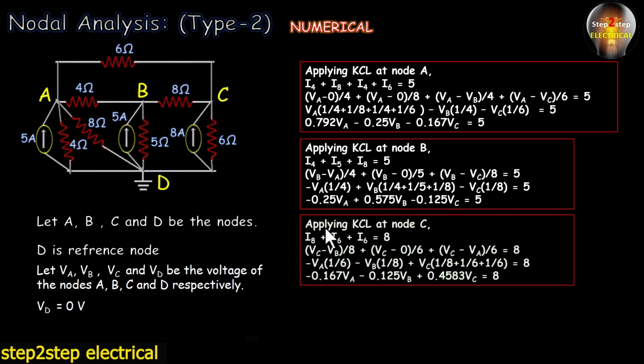And finally on applying KCL at node C, you can write I8 plus I6 plus I6 is equal to 8. Similarly, on simplifying this equation, you can write minus 0.167 VA minus 0.125 VB plus 0.4583 VC is equal to 8.